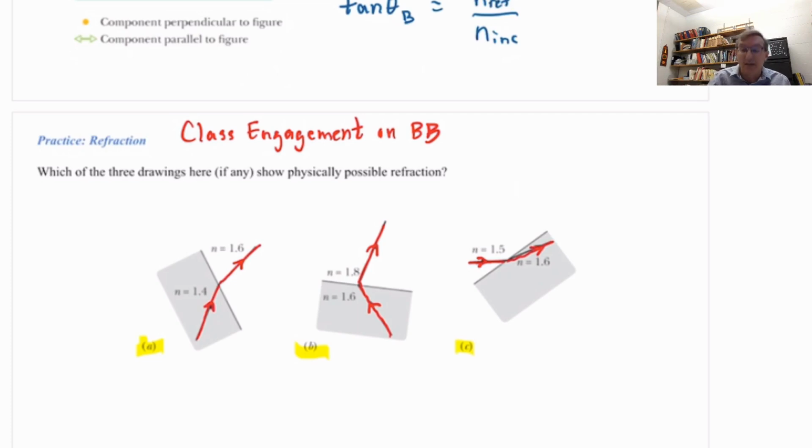The question is quite simple. Which of the three drawings here, if any, show physically possible refraction? Which is physically possible to happen? That's what you have to answer, okay? And we'll talk about reflection and refraction in our class. And that's all for this video.